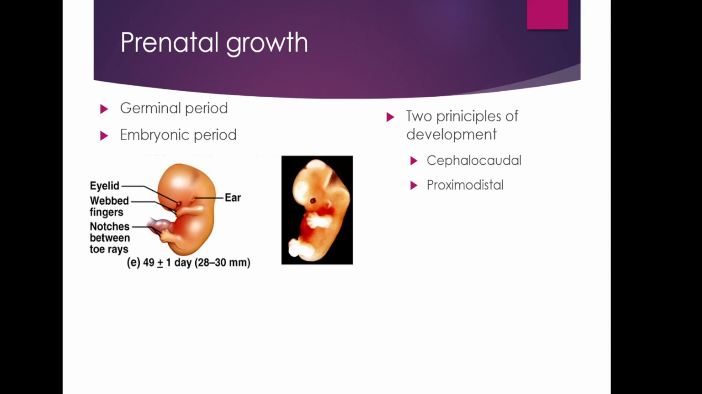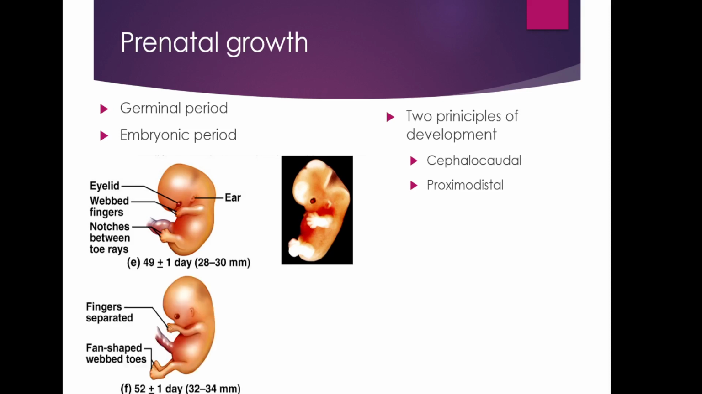Proximo Distal is the other principle of development that's going to follow us up until adolescence. Proximo means near, distal means far. So your near portions, your head, your torso, are going to develop before your distal regions, your arms and your hands and your feet and your legs.